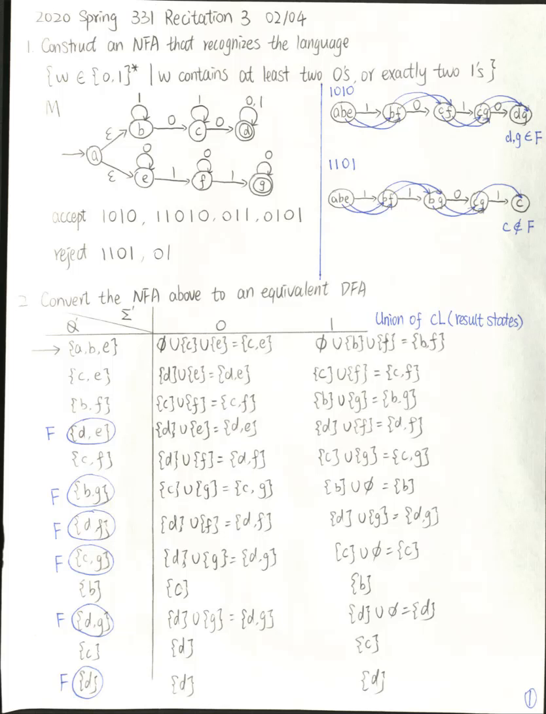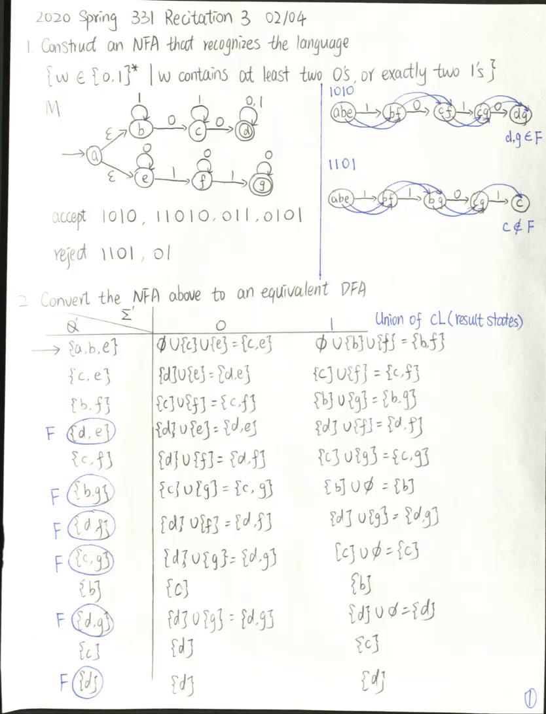For example, we have 6 final states here. The first one is DE because D is a final state in that NFA. And the second one is BG because G is a final state of that NFA. Why do we consider these states as the final states of the DFA?